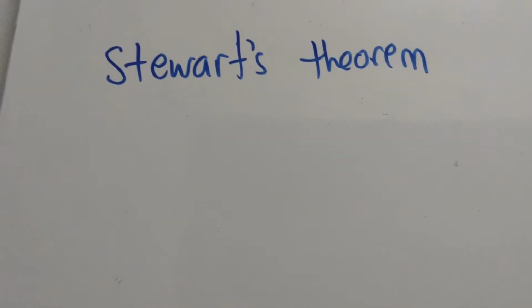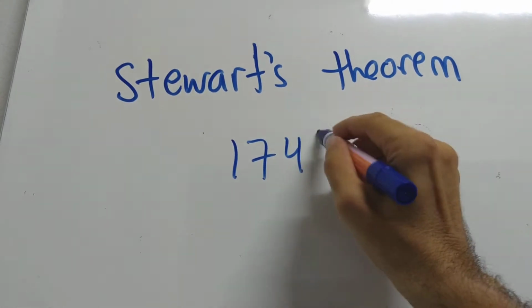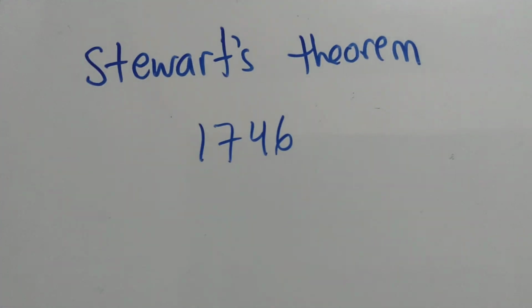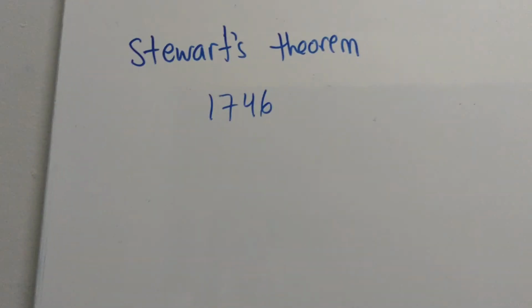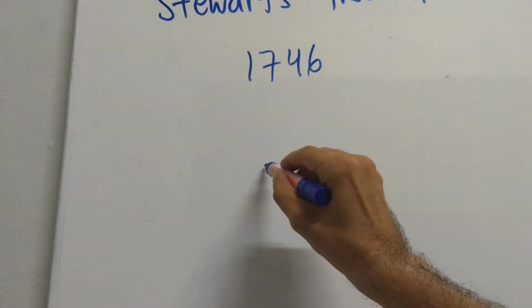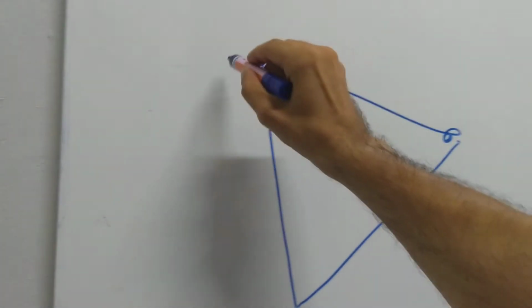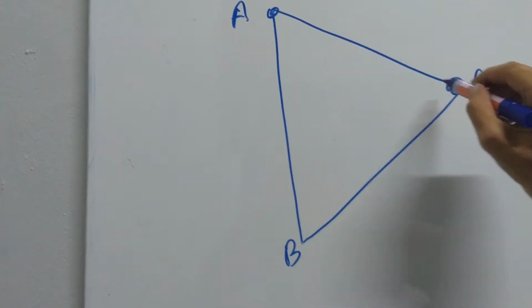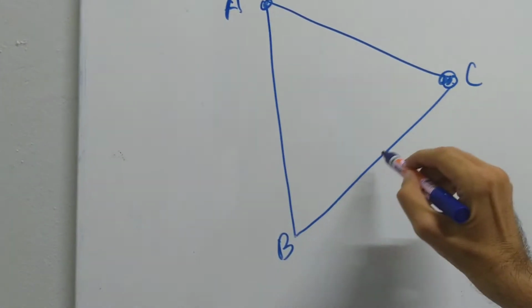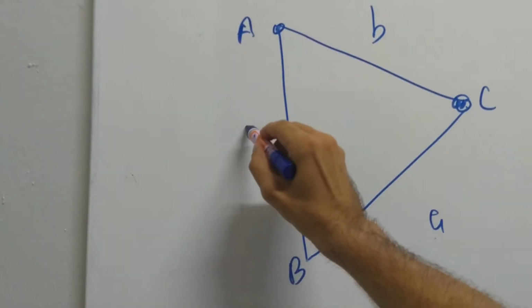Stewart was a Scottish mathematician, and in the year 1746 he discovered a remarkable theorem in geometry. I mean, truly amazing. And let's look at how it goes. Okay, we have some triangle like this. Let's label the points according to classical labeling schemes. So A, this side is little a, this side is little b, this side is little c.